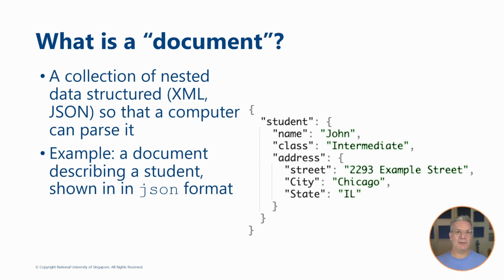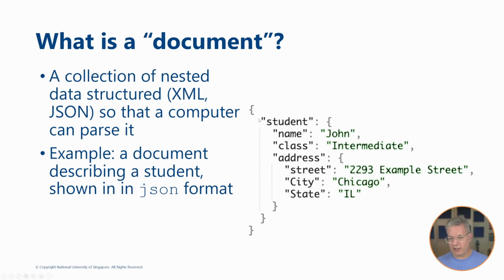So what is a document? That begs the question, what is a document? So it's a collection of data. Often it's nested data, and it's structured in some way so that a computer can read it. The common structures include XML and another structure called JSON. The example here on the right is a piece of data describing a student.